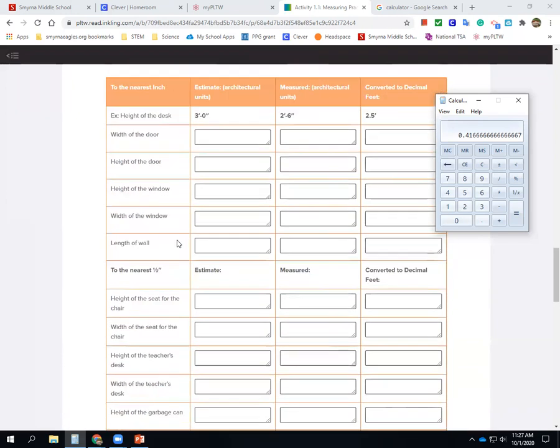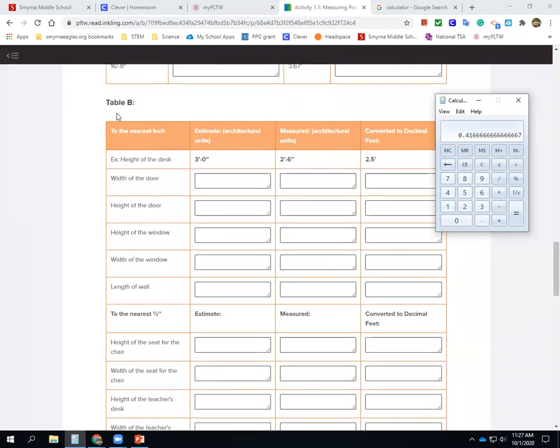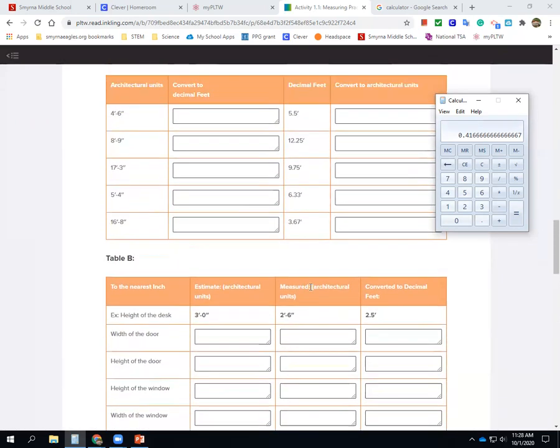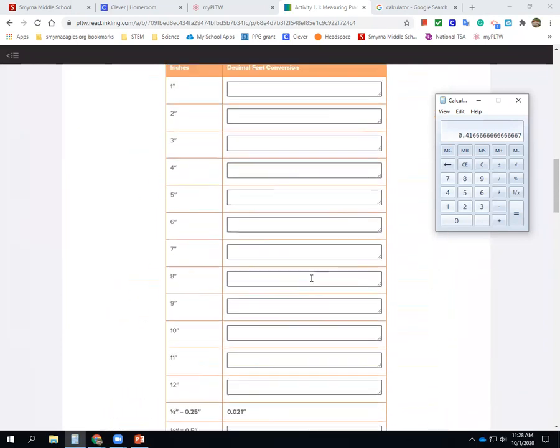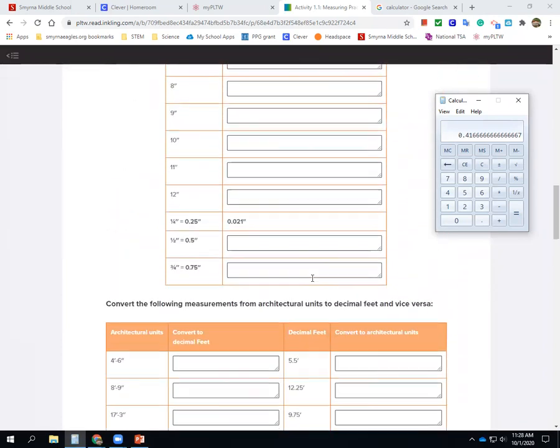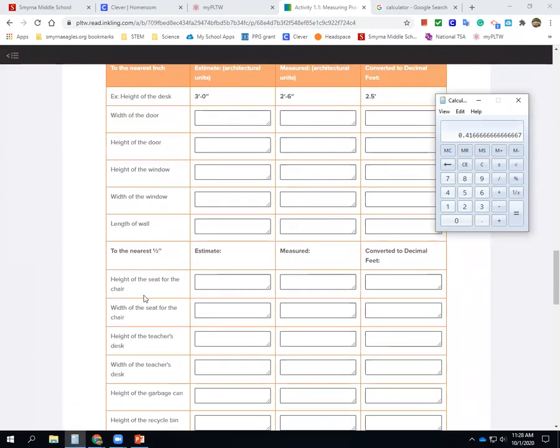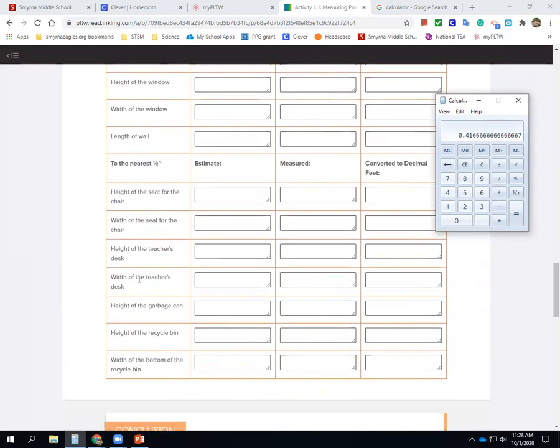So this one you're not going to do as easily because we're not necessarily in the classroom. So these you don't need to do. So we're not doing table B. So really, it's not a lot to do. You can definitely get this done in 1 class period, because you don't have the teacher's desk.